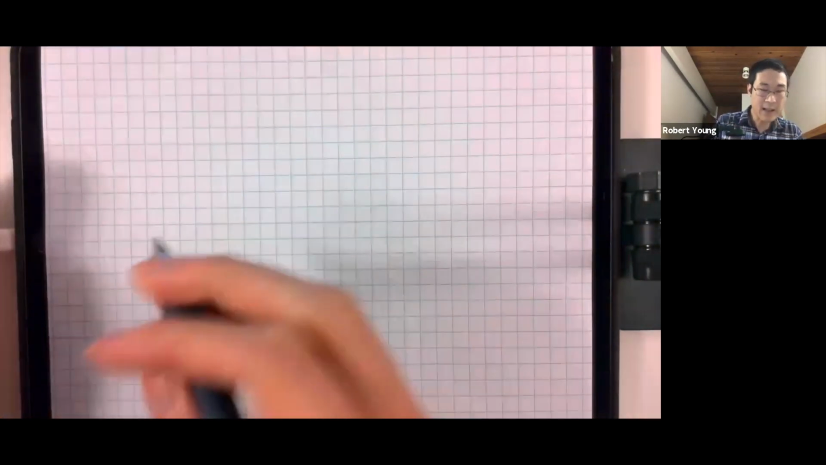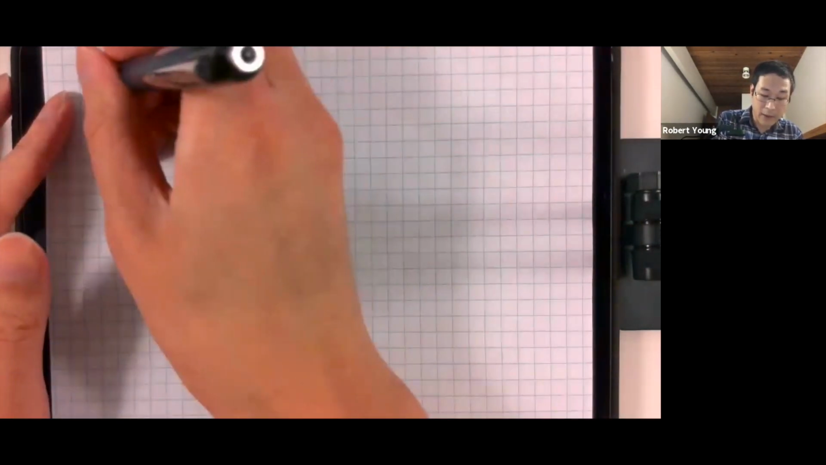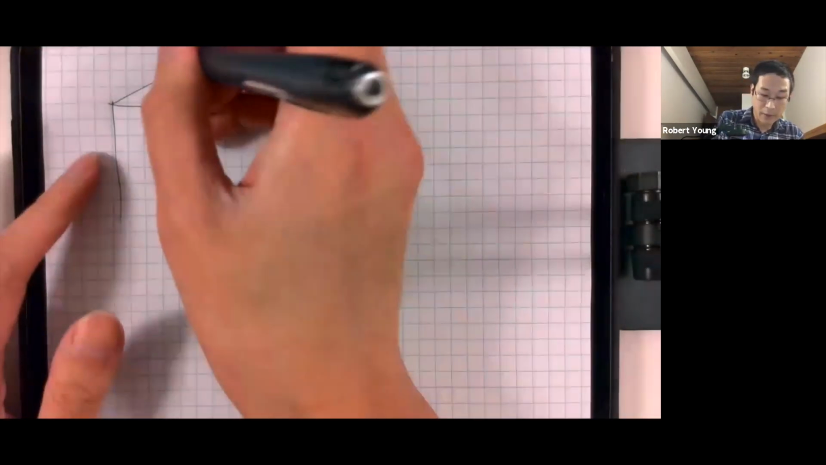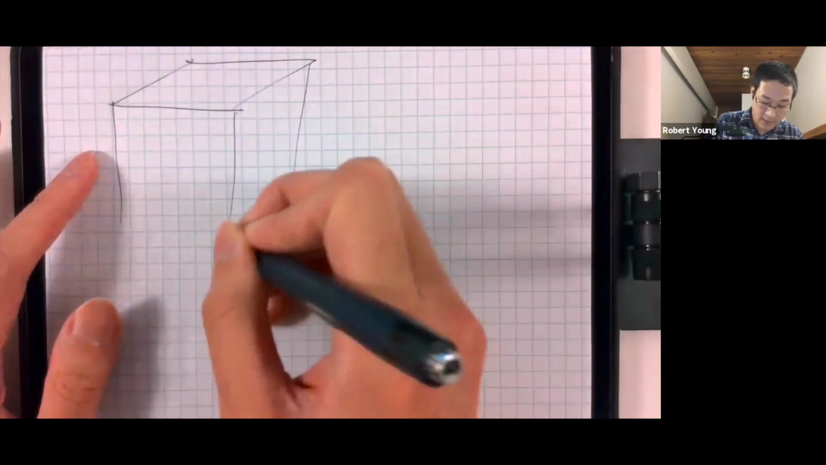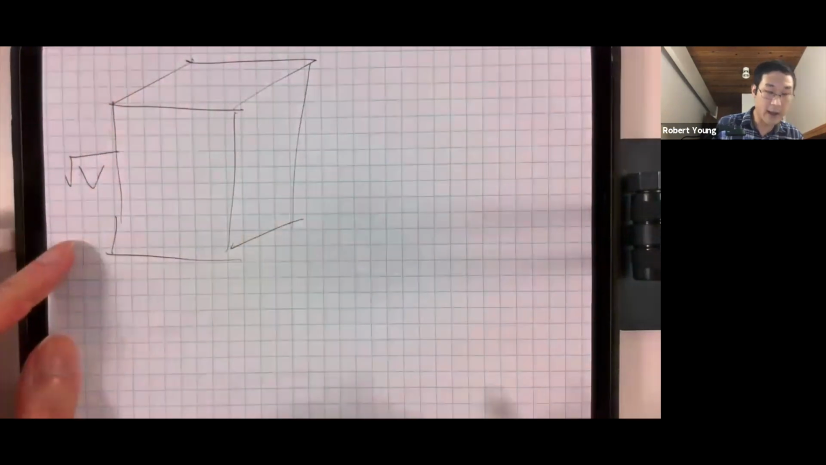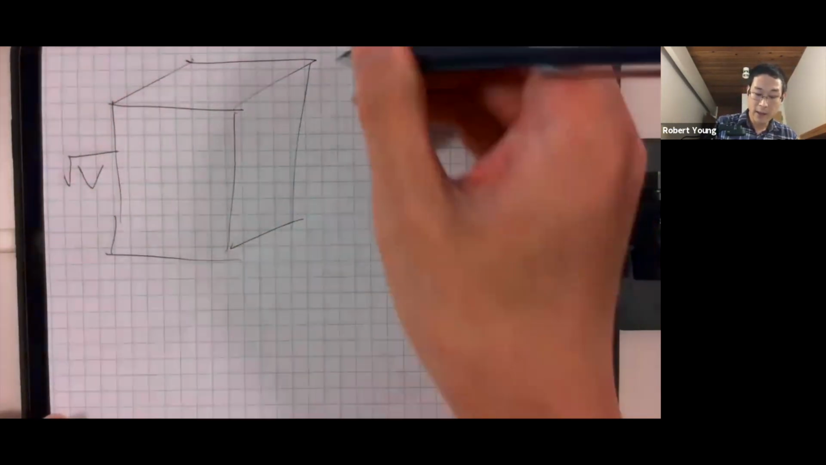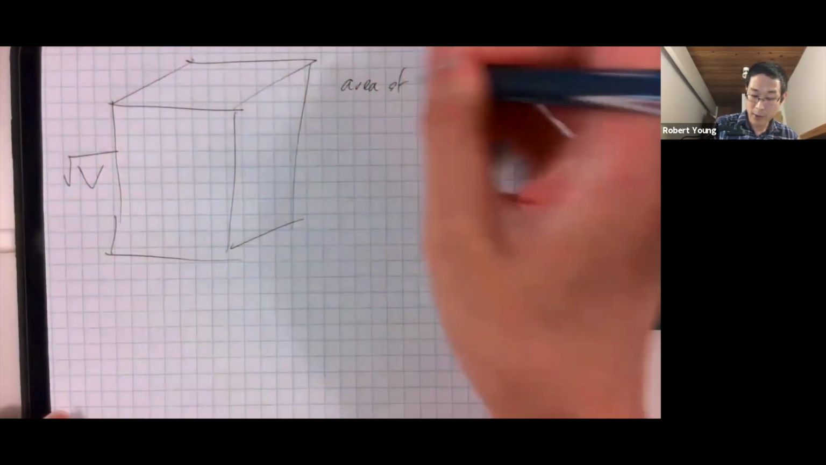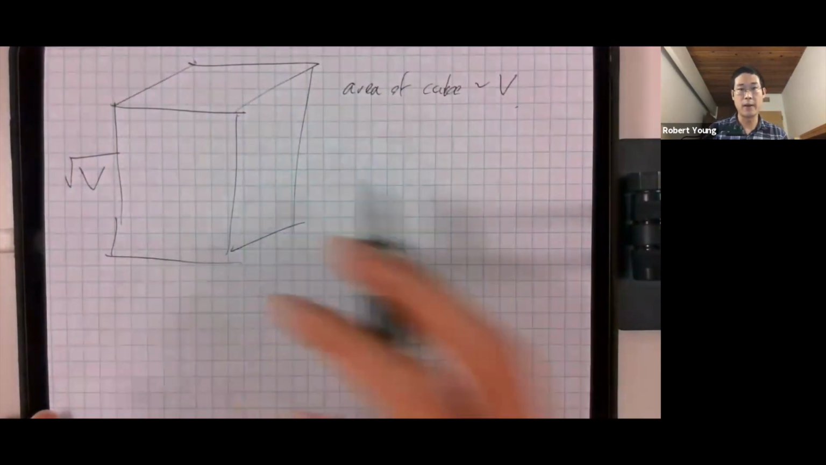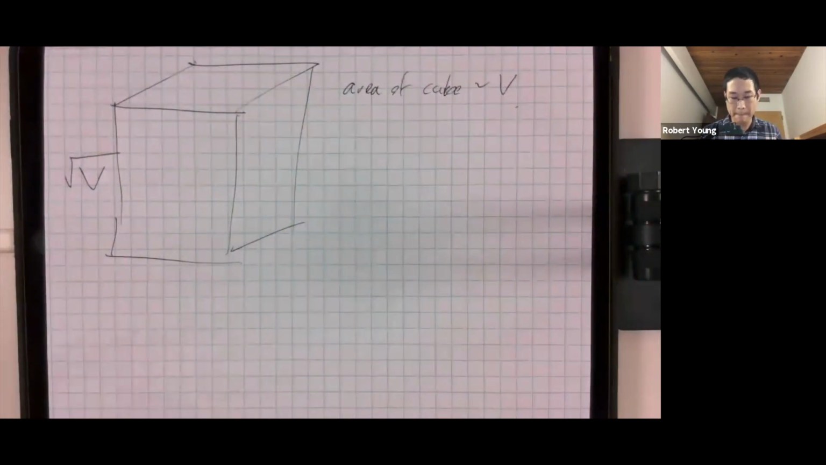Let's start with, say, a cube. And this is going to be a big cube. This is going to have side length roughly root v. So the area of the cube is going to be on the order of v, where v is quite large. Because remember, we're trying to construct a cellular cycle here, so I need to start with something very large so that I have plenty of room to work with.